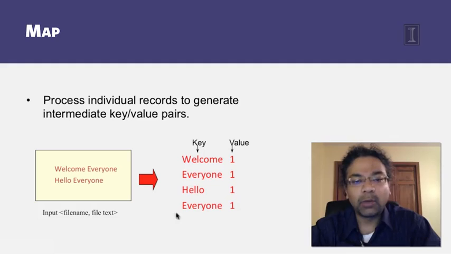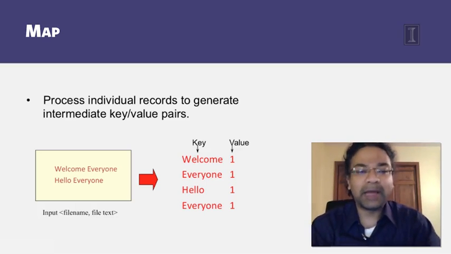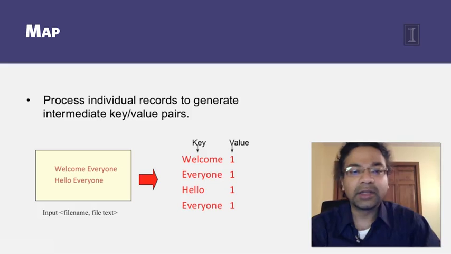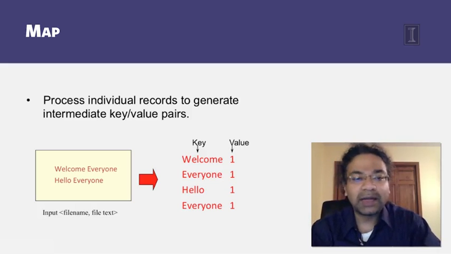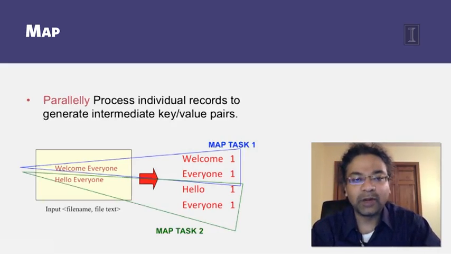This everyone, comma 1, the second one, is independent of the generation of the first everyone, comma 1. So once again, these records can be processed completely independently of each other. In this particular case, I just have one map task, so it runs through these records sequentially, but you can parallelize this process fairly easily, especially when you have a large data set. You can parallelly process individual records to generate intermediate key value pairs, and the output is going to be the same as if you had just one map task.